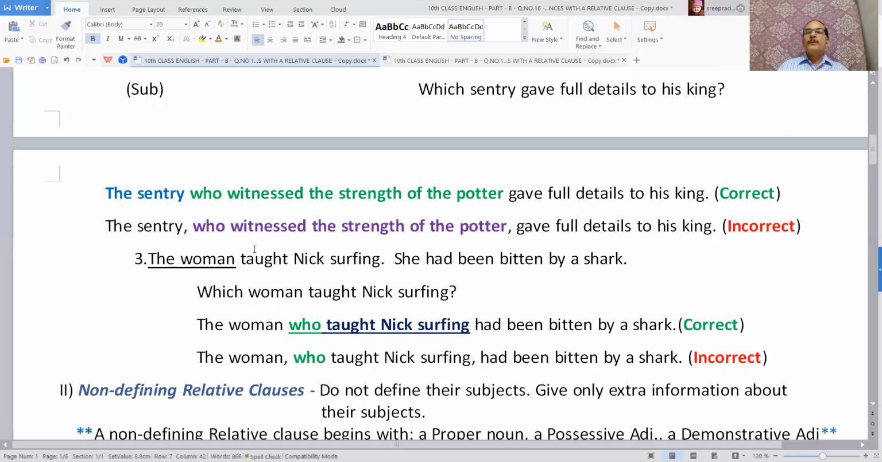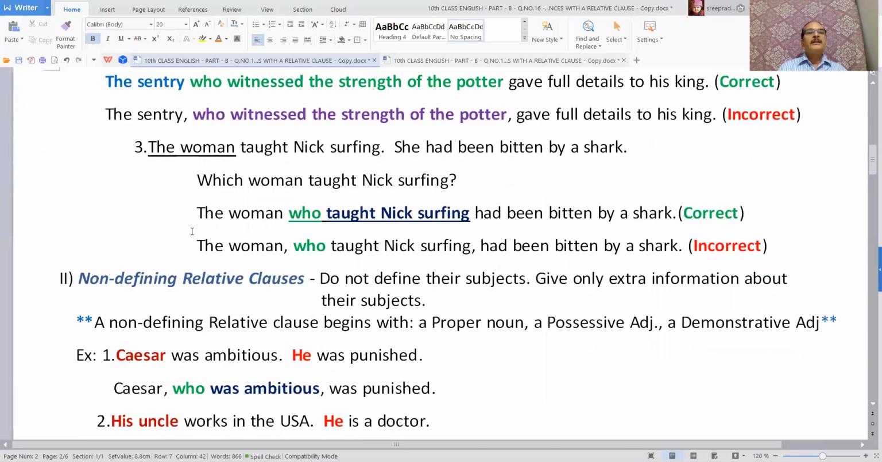Next one. So that's why the first sentence, the sentry who witnessed the strength of the potter, is called a defining relative clause. The sentry, who witnessed the strength of the potter, gave full details to his king is called an indefinite relative clause. So this is incorrect here because it doesn't convey the correct meaning. Next, let us go to another example.